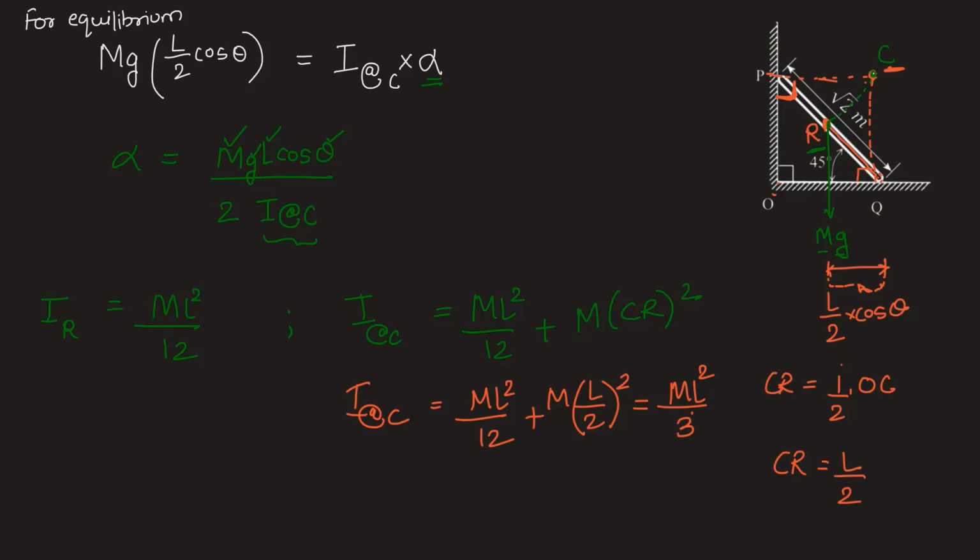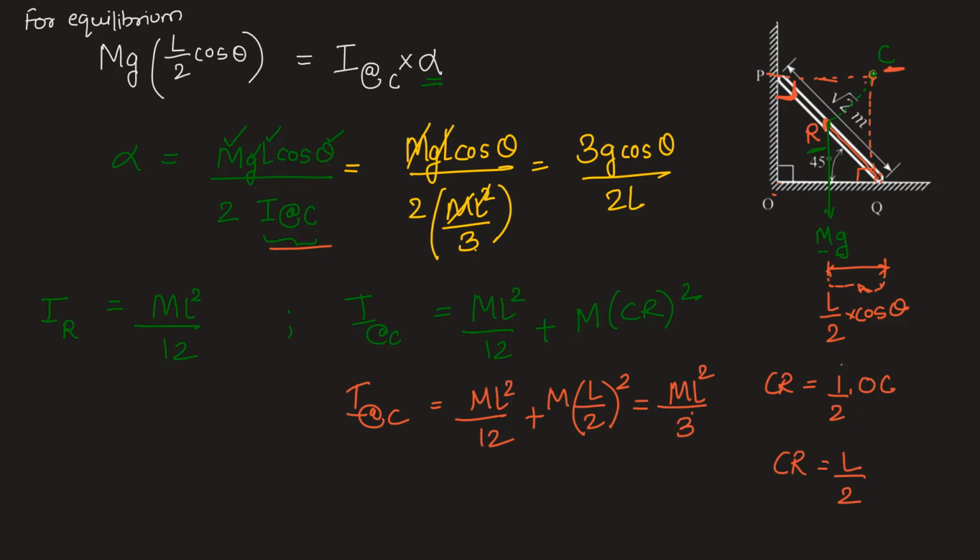Now putting the value of mass moment of inertia about the instantaneous center over here, we have alpha as Mg into L cos theta upon 2 into ML square by 3. Reducing the fraction, M by M gives us 1, L by L gives us 1. So we are left with 3 into g cos theta upon 2L. So putting the values, alpha equals 3 into g, which is given to be 10 meter per second square, into cos 45. Cos 45 is 1 by root 2, upon 2 into L, which is root 2. This is nothing but 30 by 4, which is 7.5.